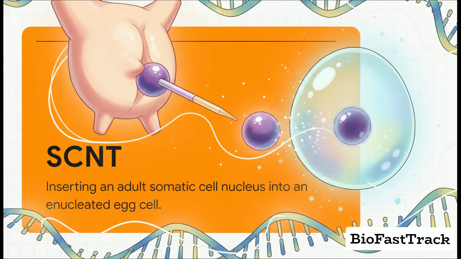Now, the specific methodology they used to create Dolly is a highly testable concept called somatic cell nuclear transfer, or SCNT. This involves taking the nucleus from an adult somatic cell, in Dolly's case it was an udder cell, and inserting it directly into an egg cell that has had its own nucleus removed. We call that an enucleated egg cell.